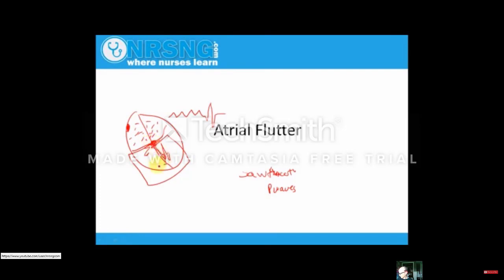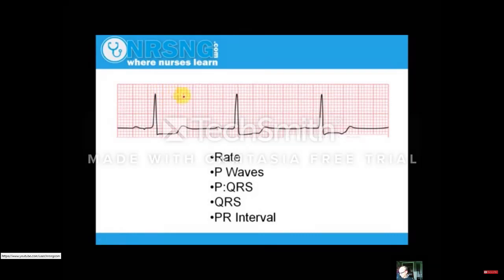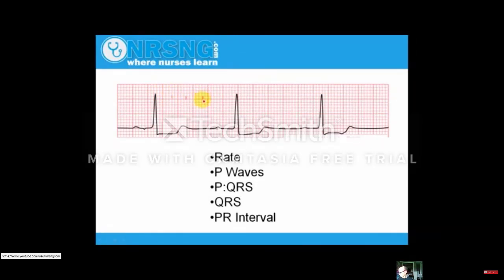All right, last one here. So let's look at our rate. So we have about 1, 2, 3, 4, maybe 5 or so. Our rate here is going to be about 55. Okay, maybe 5.5 or so large boxes between each R wave.